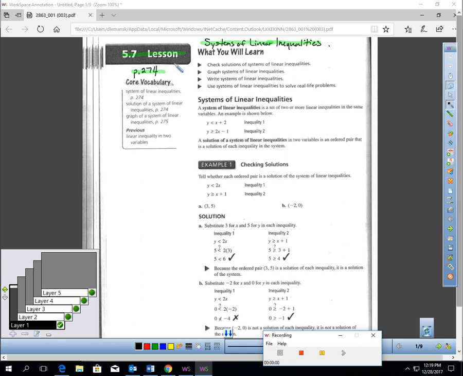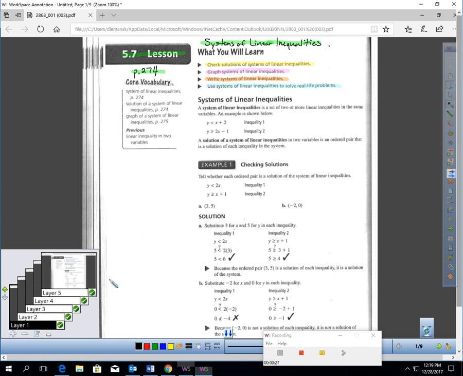This is lesson 5.7, Systems of Linear Inequalities. You should be on page 274. In this lesson, you will learn how to check a solution to a system of linear inequalities first. Then you will learn how to graph a system of linear inequalities. From there, you will learn how to write a system of linear inequalities by looking at a graph. And finally, we'll use these techniques above in order to solve real-life problems.